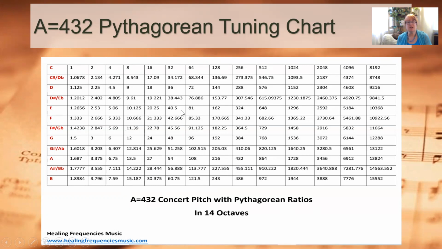Now again, if I were to change this to equal temperament, I could still have 432, but every one of these numbers is going to be slightly different because equal temperament is equal distance. This is not necessarily the case. So again, this is the chart that I put together. Feel free to take a screenshot of this so that you have it. I do include it in the materials that I sell on Healing Frequencies music that have to do with the musical frequencies of the Hebrew letters. This chart plus the one that's in 444 are included because I know a lot of people like A444 tuning.